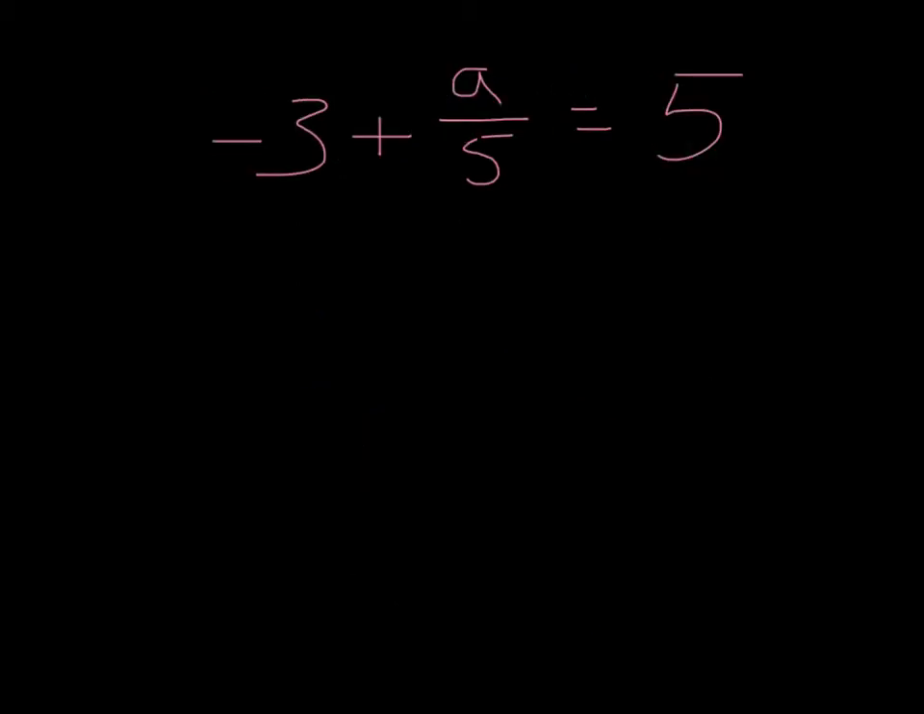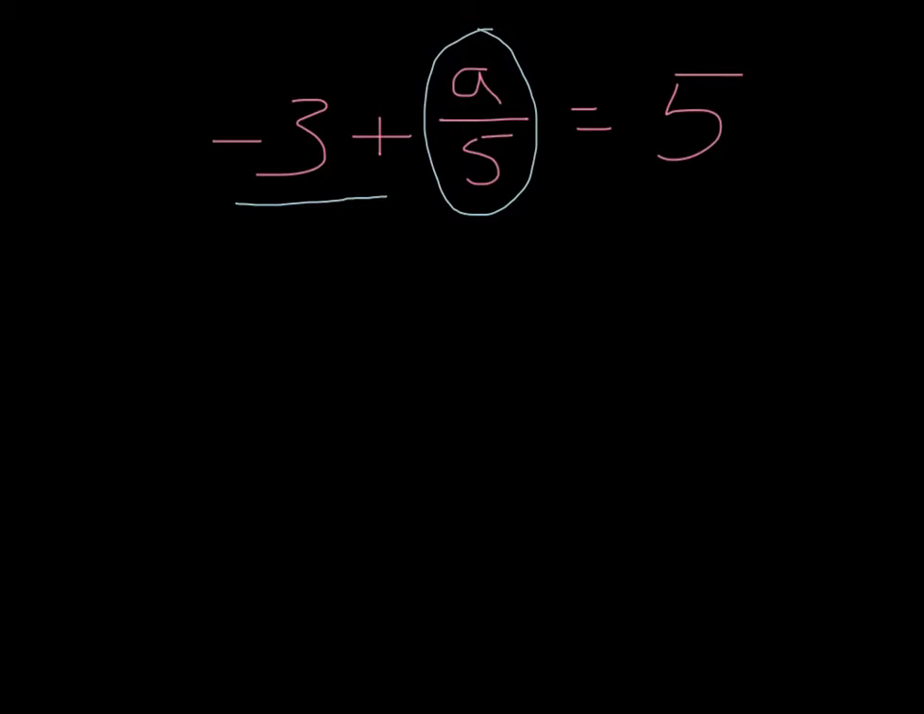Let's look at another example together to see how this might work. Again, here we have two operations. We have addition, negative 3 plus something, and this time we have division. So how do we get rid of those two numbers? We have 5 and negative 3 with the a.